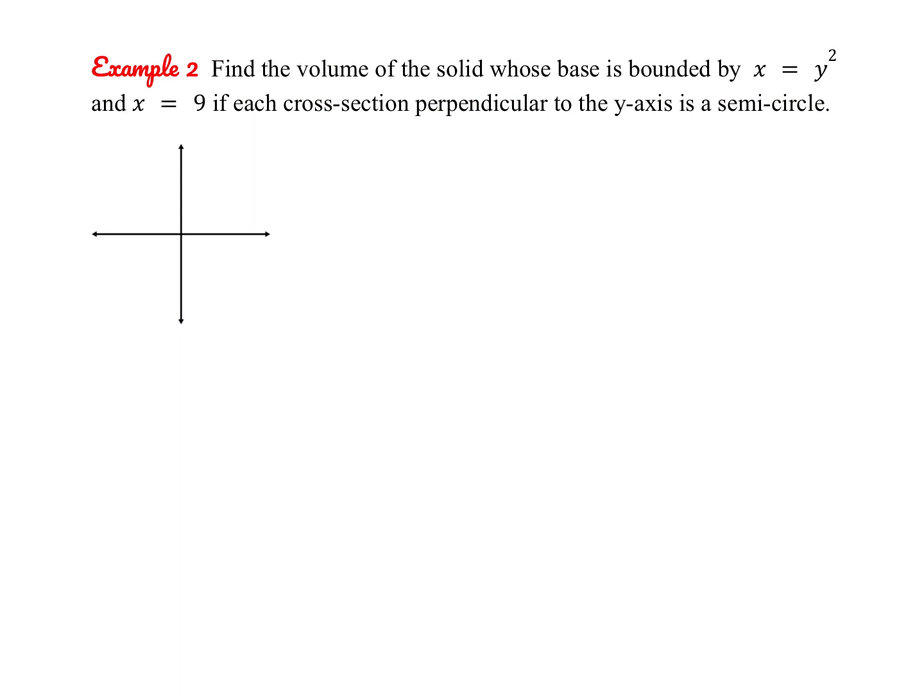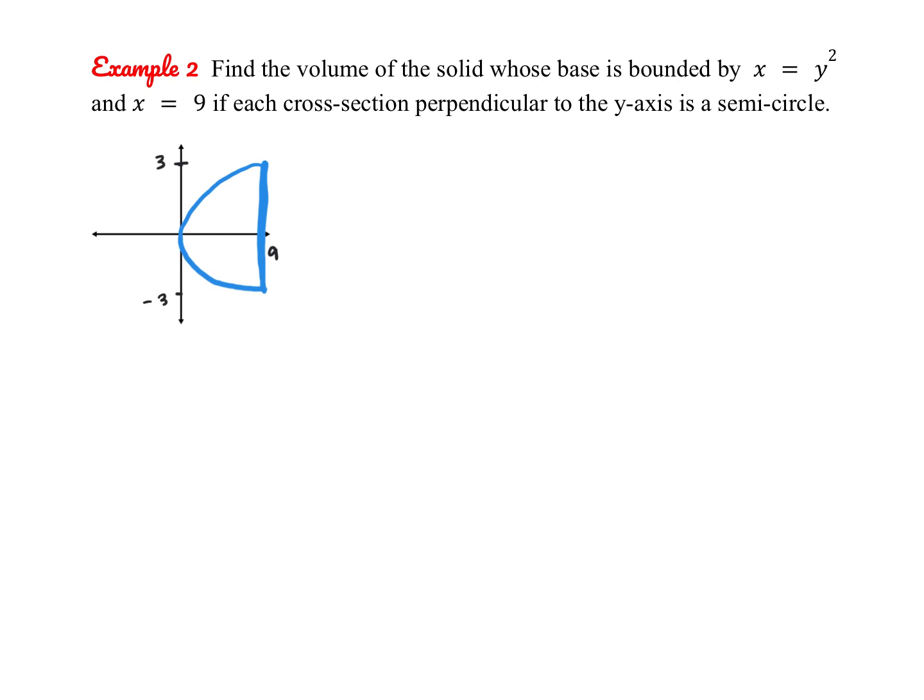All right, let's try another one together. Here we have the volume of a solid whose base is bounded by x equals y squared and x equals 9. Let's start with that first. We have a parabola that opens to the right, and we know that when x is equal to 9, y is equal to 3. So this is at positive 3, this is at negative 3, and this is at 9.